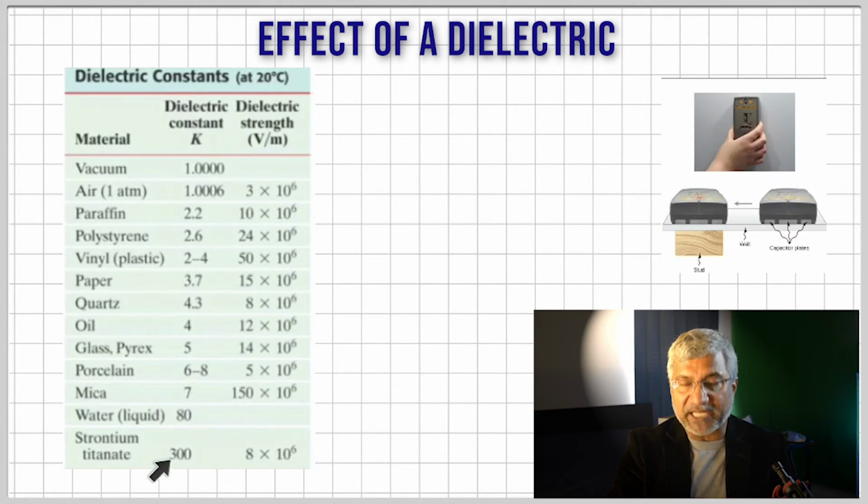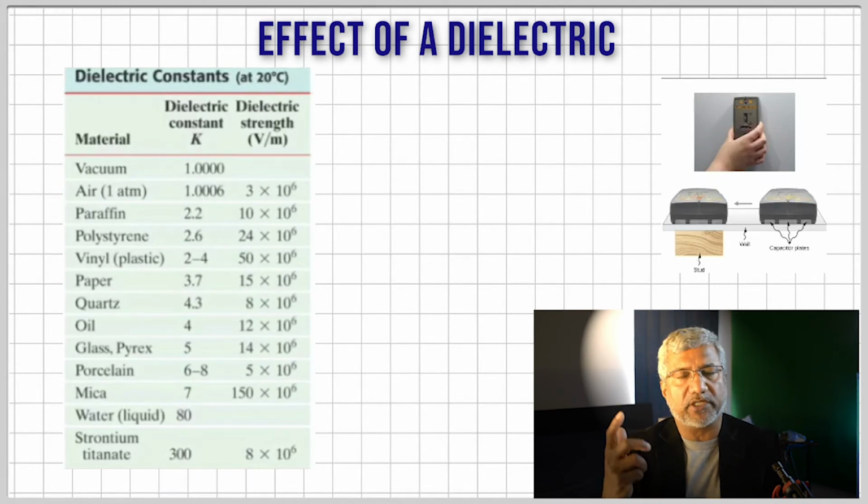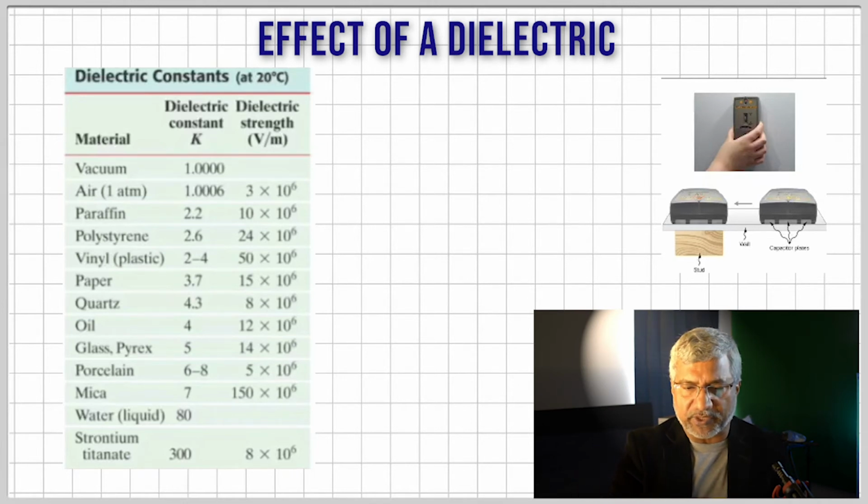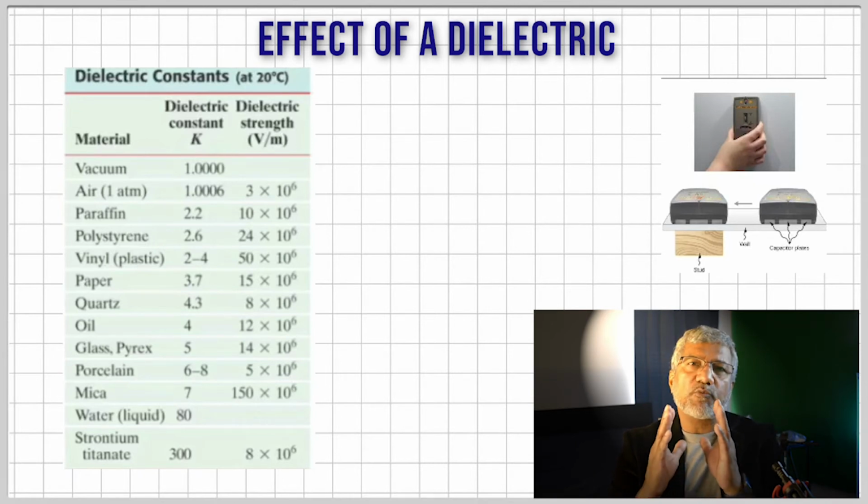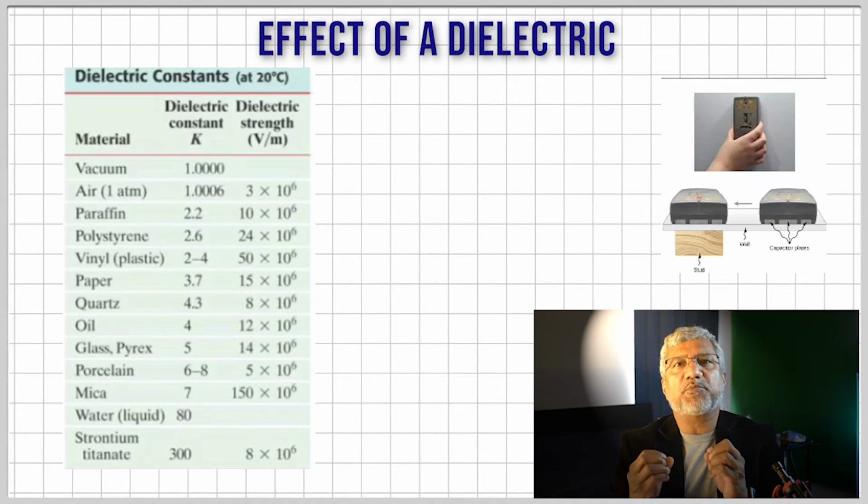And this is a magnificent dielectric, strontium titanate, which has a dielectric constant of 300. So that will increase the capacitance 300 times. But another important constant is what's called the dielectric strength, given in volt per meter. It shows at what field strength the dielectric properties go away. That means the dielectric is no longer a dielectric or an insulator.